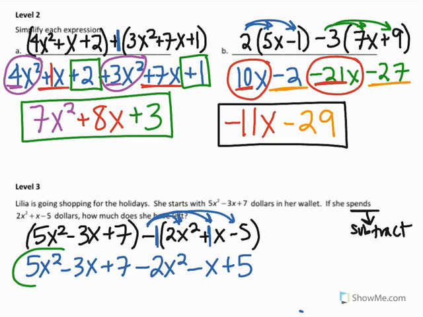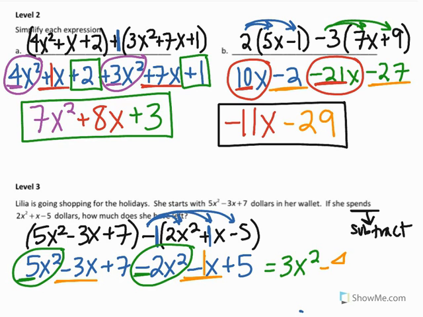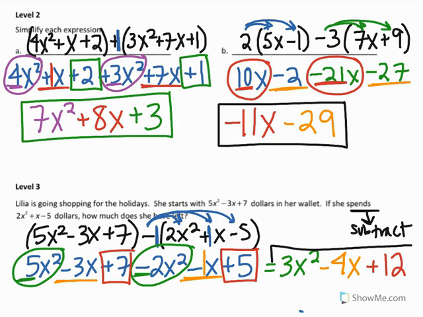And now, just like we did above, I'm going to combine like terms. So 5x squared minus 2x squared, 5 minus 2, gives me 3x squared. Then I have my negative 3x minus 1x. Well, negative 3 plus negative 1 is negative 4x. And I have 7 plus 5, which will give me positive 12. So my answer here is 3x squared minus 4x plus 12.